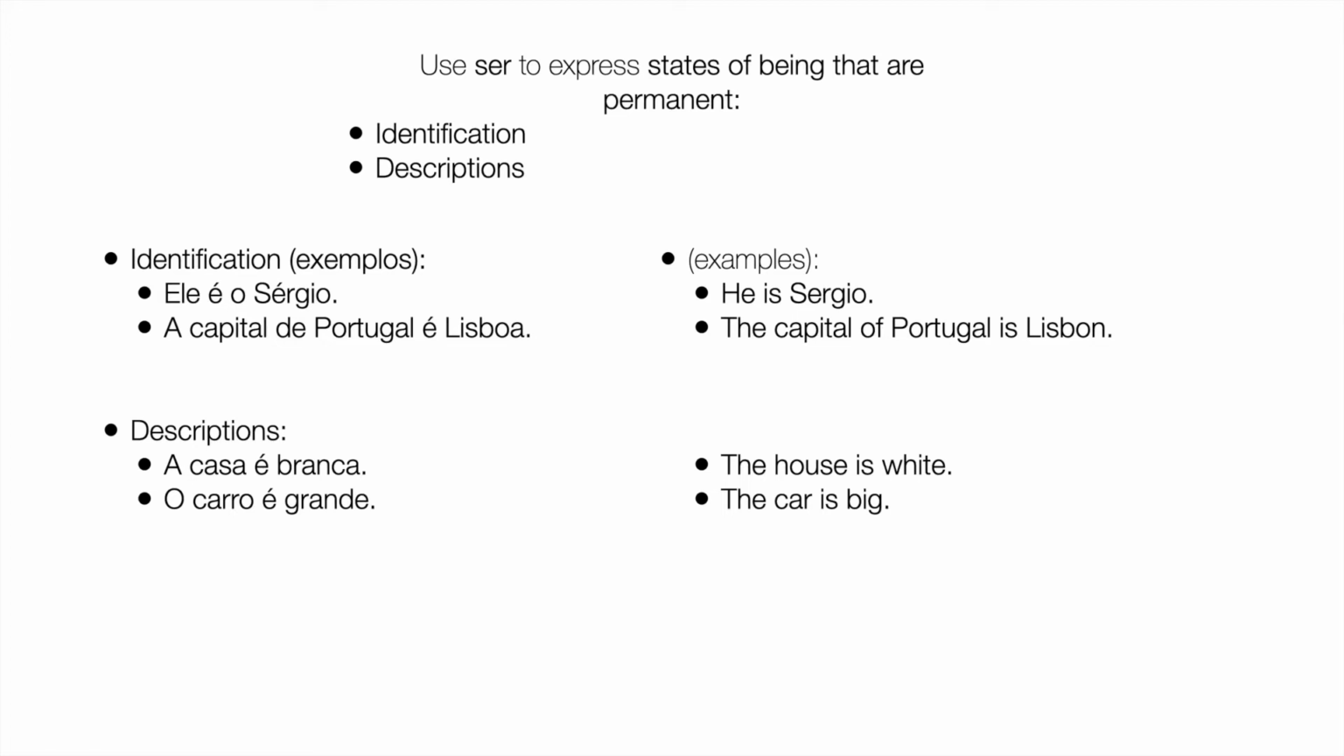So identification and description. What I mean by identification is if I want to say that person over there is Sergio, right? Ele é o Sergio. So it's the third person singular of the verb ser, é, which is "he is Sergio." Or let's say I want to tell you the capital of Portugal is Lisbon. So in Portuguese, it'd be a capital de Portugal é Lisboa.